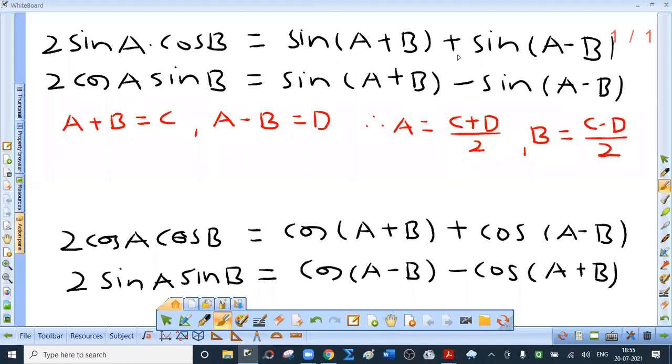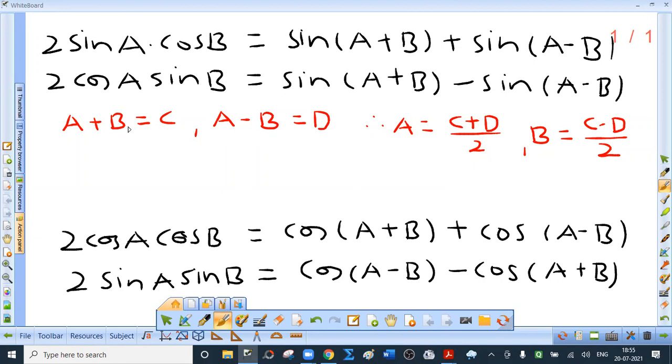Now we prove these results using this only. Sin of A plus B plus sin of A minus B is what? 2 sin A cos B and so on. Now I say let A plus B be another angle C and A minus B be say D. Add these two. So 2A is C plus D. So what is A? C plus D upon 2. See, we require A on LHS. That is why I have solved these two.